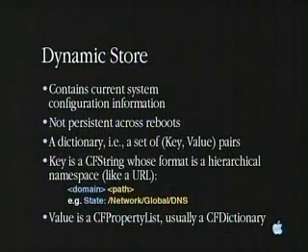It's a dictionary, so it's a set of key value pairs where the key is a CF string whose format is a hierarchical namespace, much like a URL. We've encoded it using a domain prefix and a path. So in the example there's a State: prefix, and the path is Network/Global/DNS. The value is any CF property list type, normally a CF dictionary, so that you can contain multiple properties within a specific key.